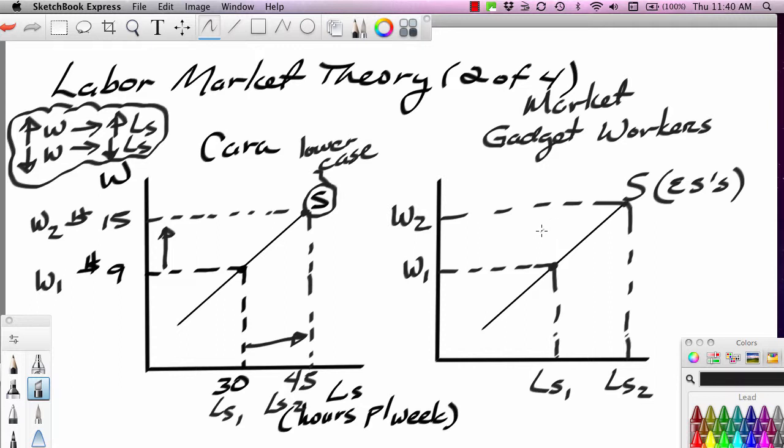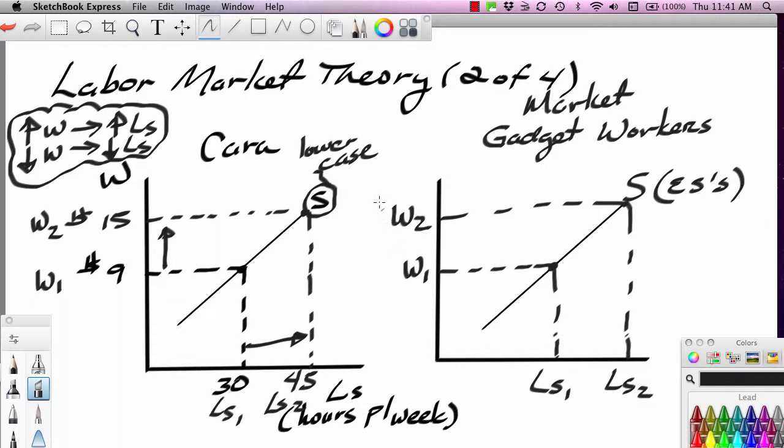So the point is, a particular individual's supply curve is going to be shaped by a lot of factors. We do not have the time at the principles level to go into all those different factors. But just know that different people have different supply curves, and each of their supply curves have a different shape depending on their preference for work and leisure.